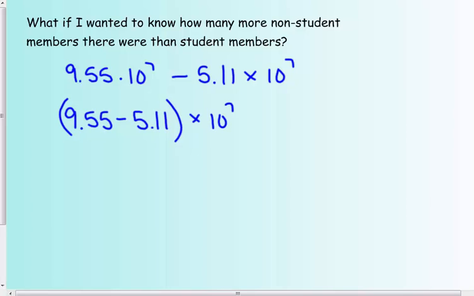Go ahead and subtract, and I get 9.5500 minus 5.1100. I get a number that's in scientific notation, 4.4400. So I don't have to adjust that like I did with the adding part. So I have the answer in scientific notation. The difference between non-student members and student members is 4.4400 times 10 to the 7th.